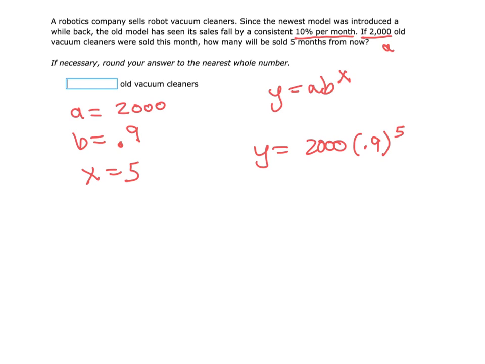So after 5 months, there will be only 1180.98. So to the nearest whole number, that means that in 5 months, instead of selling 2,000 a month, they're only going to sell 1,181 vacuums. Still a lot of vacuums, but it's definitely decreasing.